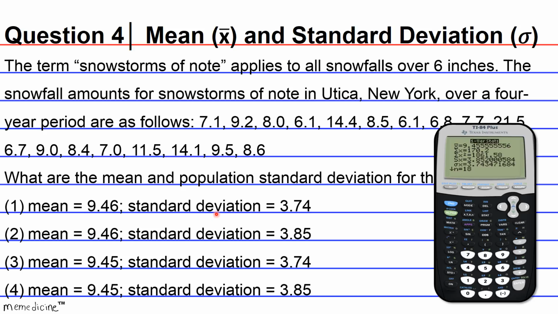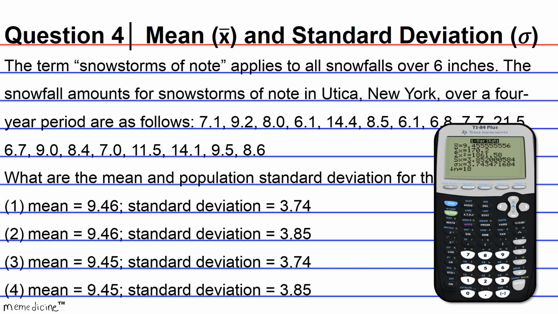And our standard deviation, remember we're looking for the population standard deviation, so we're looking at sigma of x, and that's going to be 3.74. Again, we leave the hundredth place unit as is because we have a number of 3, which is less than 5, so we don't round up, okay? So that's why our correct answer choice is going to be answer choice 1.